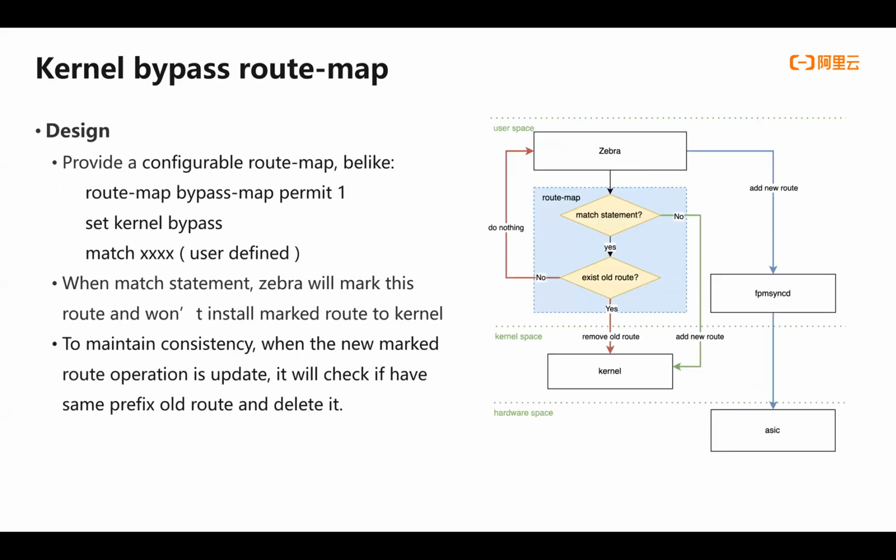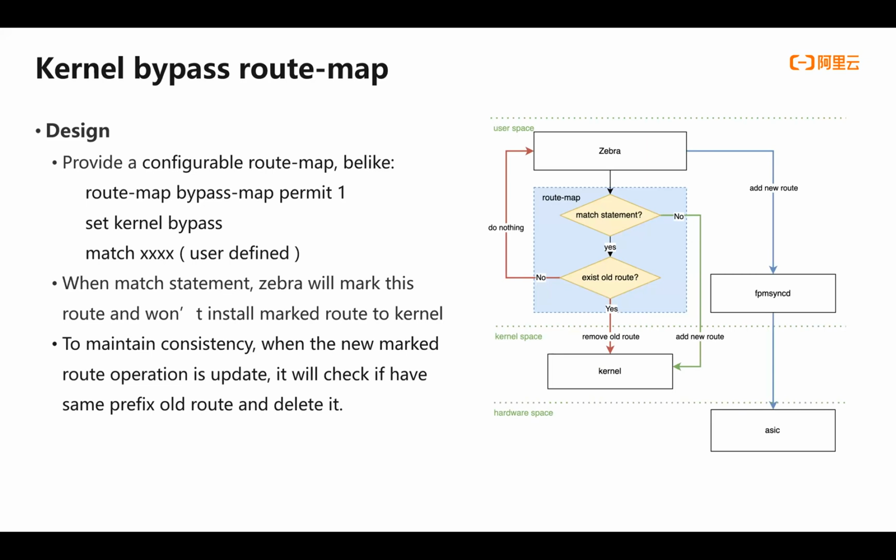And I design a route map to provide the ability for users to bypass this install. So the route map lets you set kernel bypass and user-defined match statements. When a match statement is satisfied, Zebra will mark this route and will not install marked routes to the kernel.